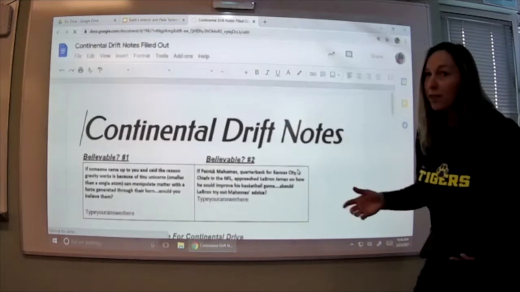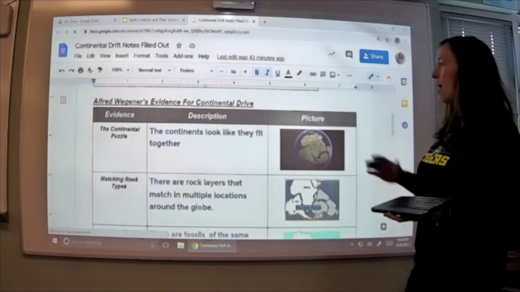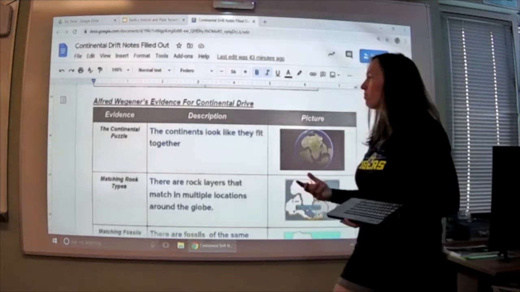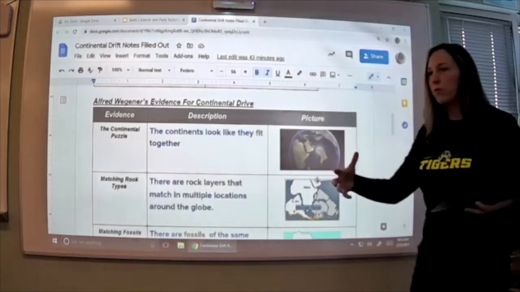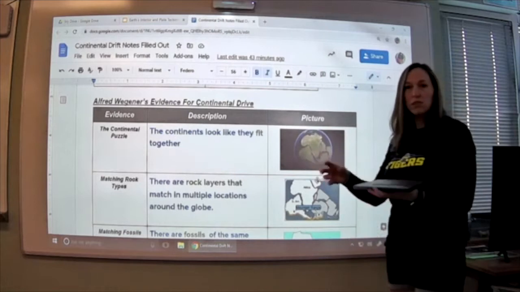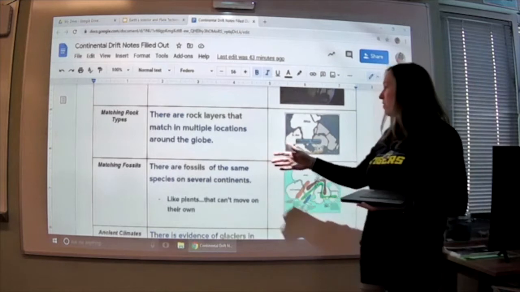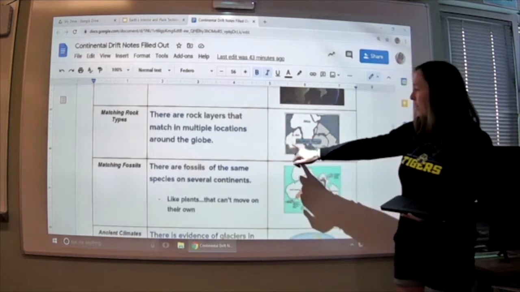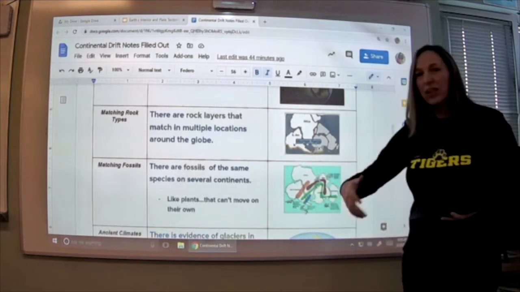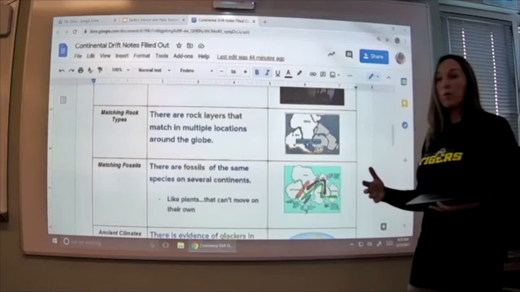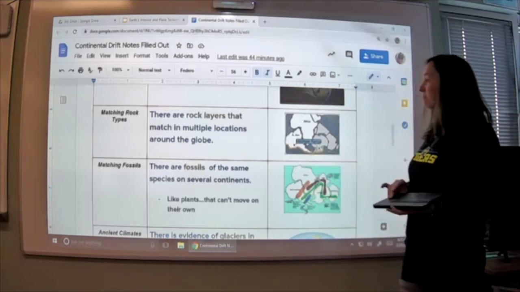If you use your continental drift notes, which would be really sweet, the whole point of the study guide is to help you review your notes. You're going to see that you have them already filled out where you explain what they are. The continental puzzle is when the continents look like they fit together and that over time they've drifted apart. They look like puzzle pieces that were once one. Another type is matching rock types. On different continents like South America and Antarctica, there are matching rock layers that are identical in composition and in the time period that they were created. That is a pretty good indicator that at one point they were connected.